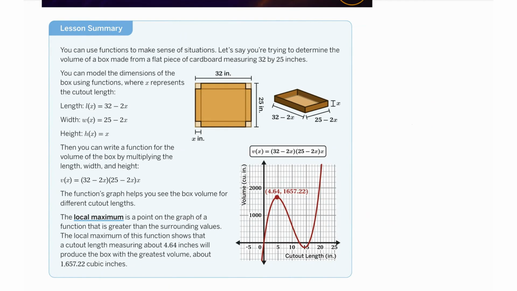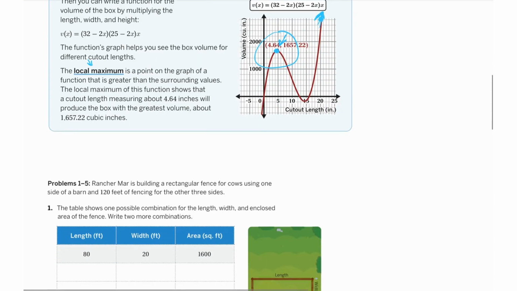One of the key things it tells us about is the idea of a local maximum. When we look at this graph, we can see this point right here is something we consider a local maximum because it's the highest point in this area. It is not the global maximum because this arrow is going up forever. So it's not the highest point in the whole function, but it is the highest point in one area of the function. All right, so let's do some problems here.